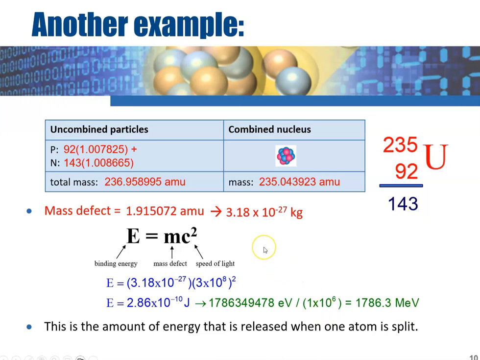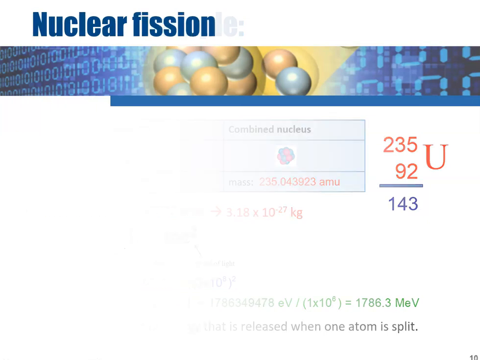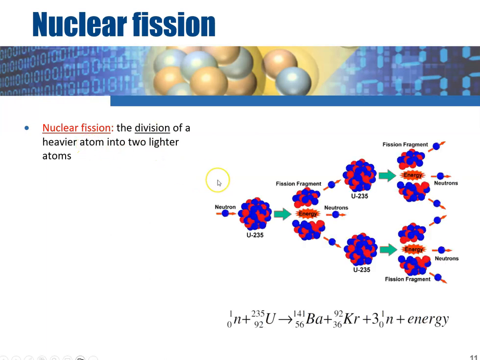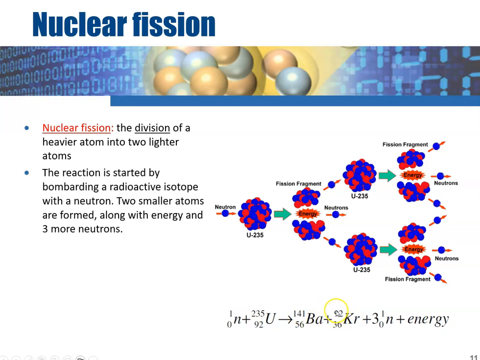Oftentimes, when we want to create nuclear energy, we want to split more than one atom at a time. So let's look briefly at nuclear fission. A nuclear fission reaction is the division of a heavier atom into two lighter atoms. And so here's my uranium-235. You can see it's going to break down into two lighter atoms, barium-141 and krypton-92.